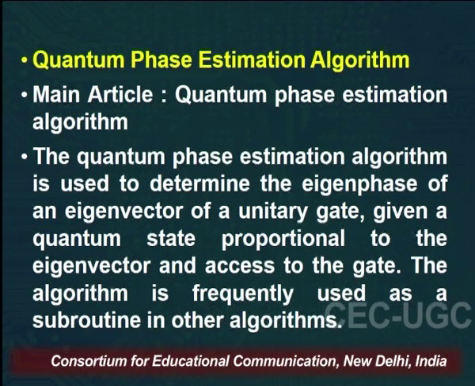Another is the quantum phase estimation algorithm. The quantum phase estimation algorithm is used to determine the eigenphase of an eigenvector of a unitary gate, given a quantum state proportional to the eigenvector and access to the gate. The algorithm is frequently used as a subroutine in other algorithms.